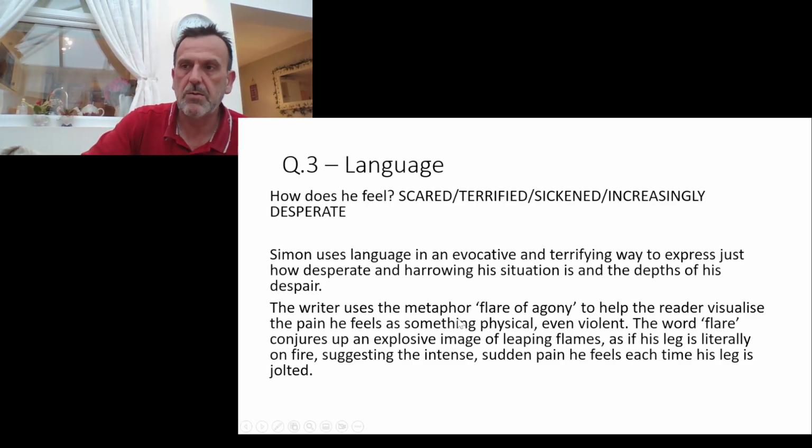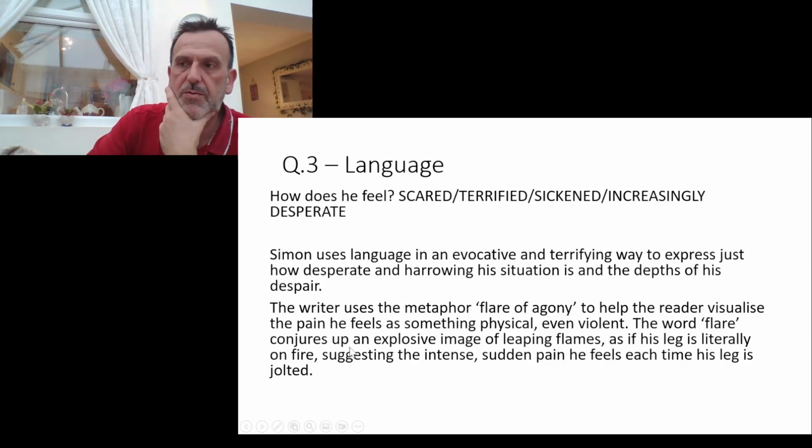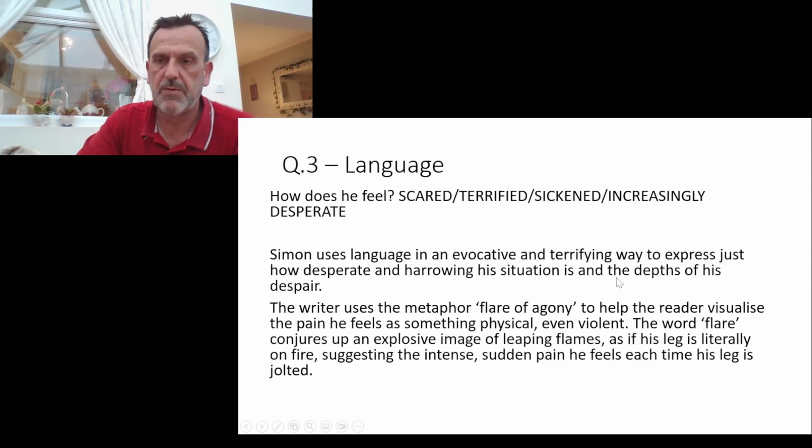And this is a really good model for it. So you name the technique, you've used integrated quotation, the flare of agony, and then you explain the effect, so it helps the reader visualise the pain. He feels it as something physical, even violence. That's that secondary explanation where you're really explaining it fully. The word flare, so you've gone back into the quotation you've used, and now you're going into what they call word specific analysis. So you really like that granular detail.